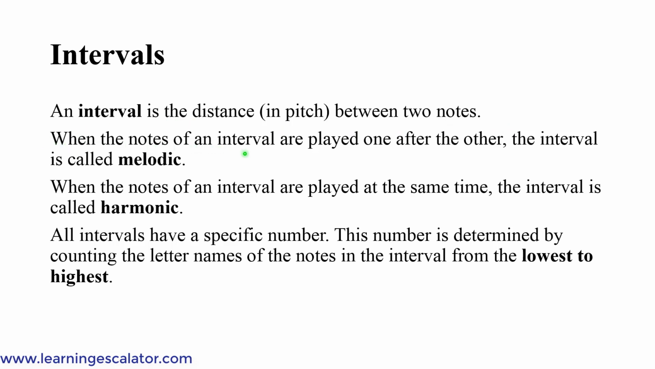When the notes of an interval are played one after the other, the interval is called melodic. When the notes of an interval are played at the same time, the interval is called harmonic. All intervals have a specific number. This number is determined by counting the letter names of the notes in the interval from the lowest to highest.